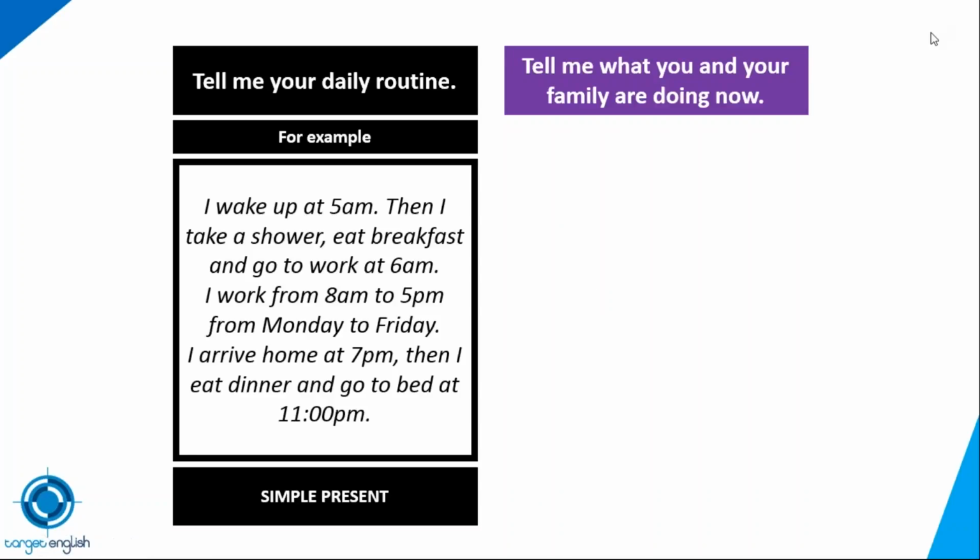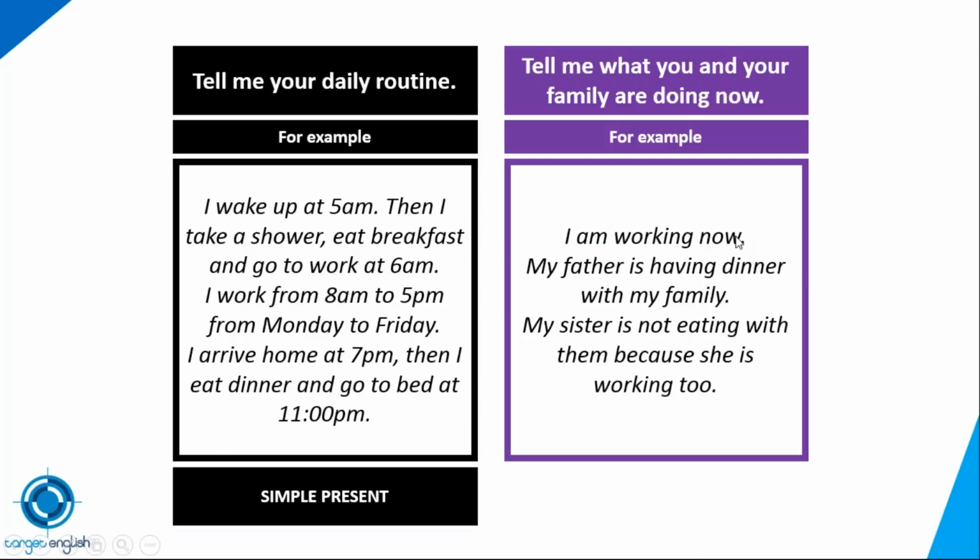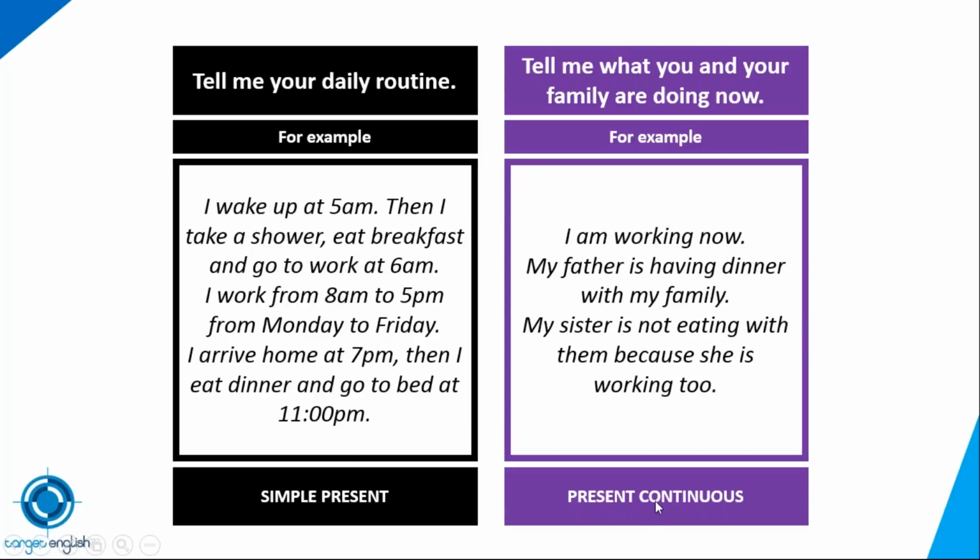And if I ask you, tell me what you and your family are doing now. For example, I am working now. My father is having dinner with my family. My sister is not eating with them because she's working too. So in this case, I am talking about the present continuous because they are working. I am working. My father is having. My sister is not eating. So this is the present continuous. Things that I am doing right now at this moment.